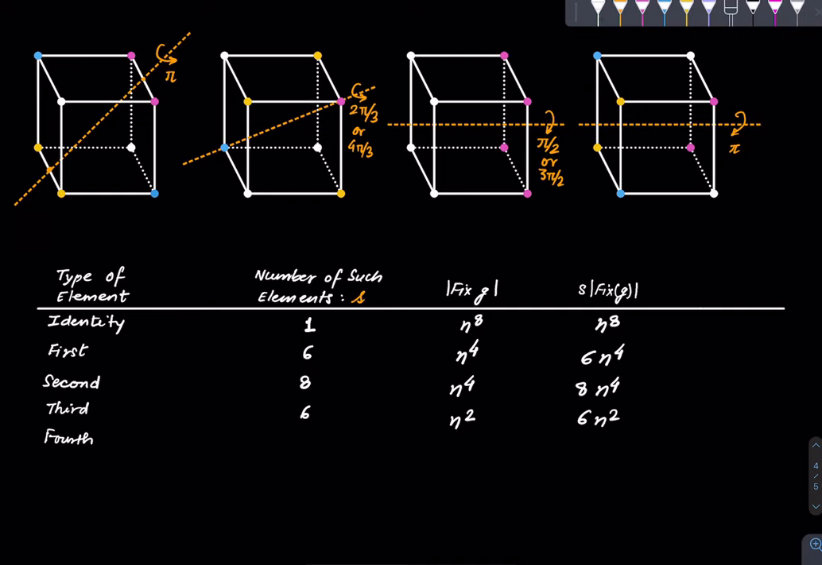All right, the fourth kind is where your axis is obtained by joining the midpoints of two opposite faces, and you're rotating by pi, that is, 180 degrees. So in this case, these two should receive the same color, those two the same color, these two the same color, and those two the same color. How many such things are there? Sorry, not six, three such things are there, unfortunately. Yeah, there are only three such things. So this is a 3.